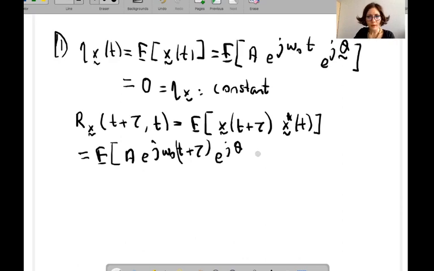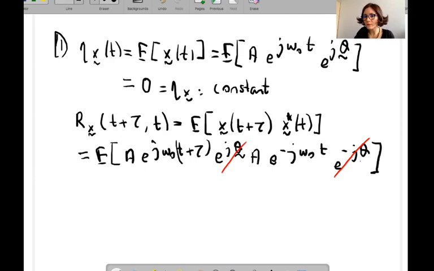And then you have the second expression, x conjugate of t. So you have similarly e to the minus j omega 0 t, and then the phase term. I prefer to write these phase terms separately for the following reason: they will actually cancel very nicely, so that we don't actually have to take the expectation. By the way, we should not forget here the randomness of theta. Theta is the only thing that's random here. So again, we were interested in calculating this expectation to find the autocorrelation function.